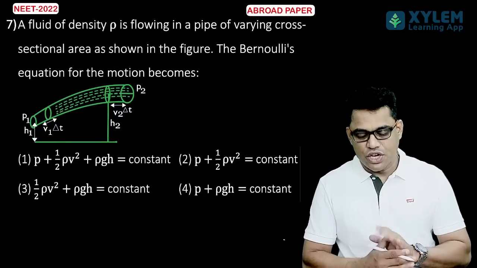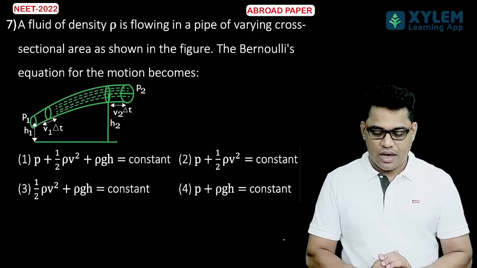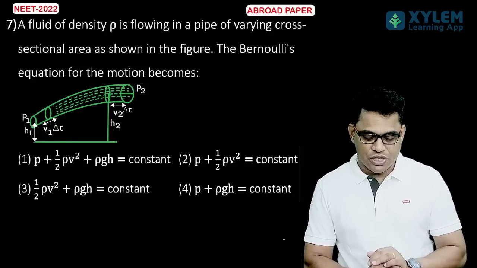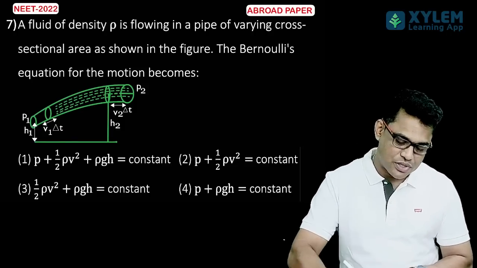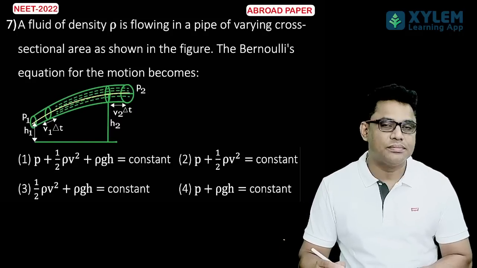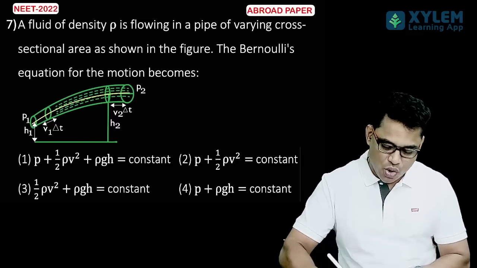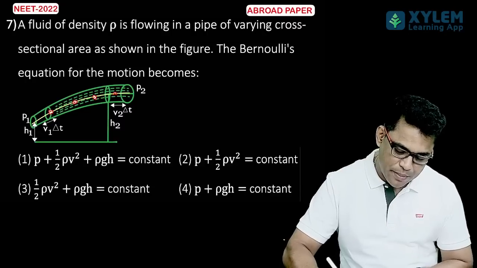Let us go for the next question, seventh question. A fluid of density rho is flowing in a pipe of varying cross-section area as shown in the figure. The Bernoulli's equation for the motion becomes, if you take a streamline, sum of three things at any point on the streamline will be constant.